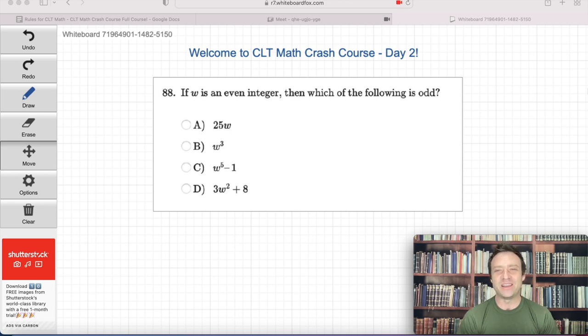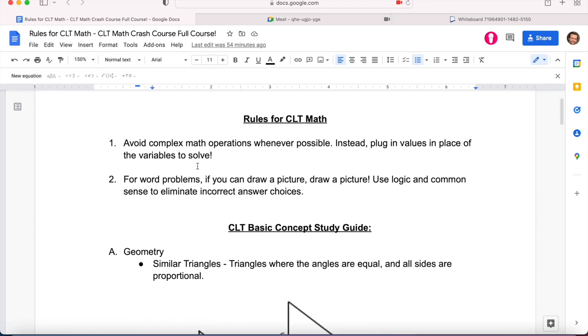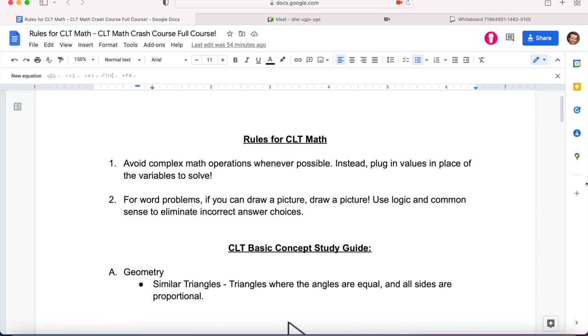Appreciate it. And before we jump into the questions, I actually want to review my rules for CLT math. So go ahead and have that open, if you will, Karis. I'm going to bring it up here on my end as well. And I would love it if you would read my first rule for CLT math loud and proud, please, for everybody to hear. Okay. Just number one? Just number one. Yep. Avoid complex math operations whenever possible. Instead, plug in values in place of the variables to solve.